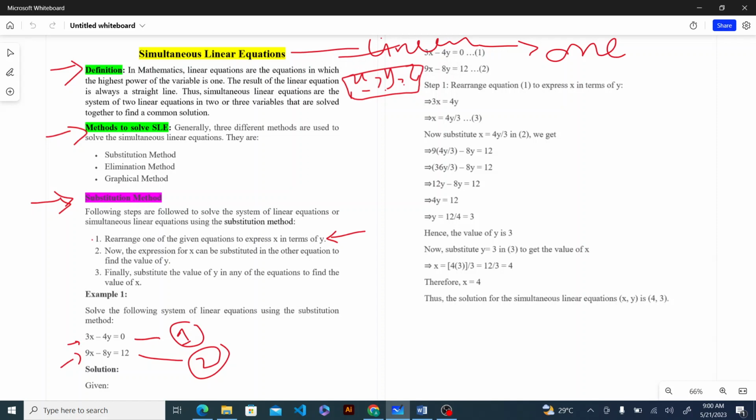So we will take one of the equations, either 3x minus 4y or 9x minus 8y, and solve one of these to express x in terms of y.